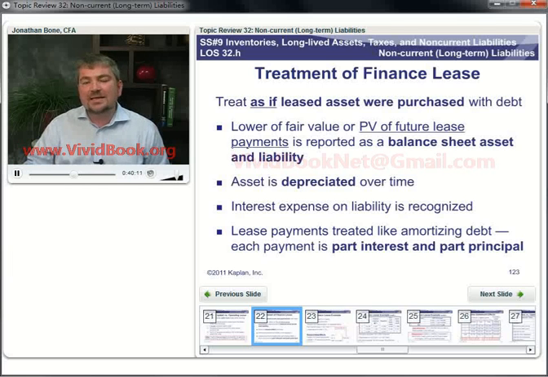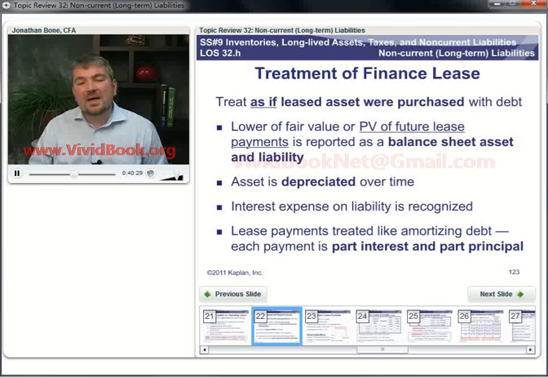The asset is going to be depreciated over time, so the asset value will fall. Its salvage value is 0, remember, because you don't own the asset. That belongs to the lessor. It will go back to them. So even though you've got the asset in the balance sheet, you don't necessarily own it. You're going to depreciate that asset over time, and that will have an impact on the income statement.